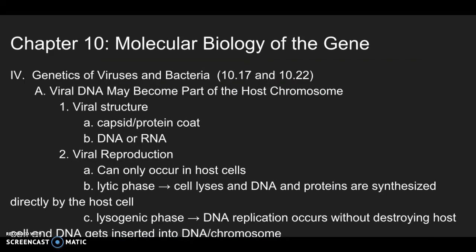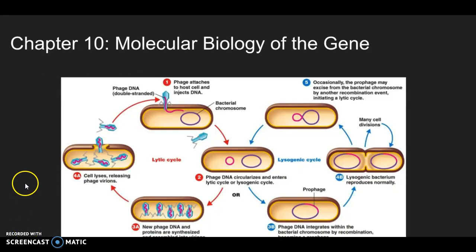Now, getting into the genetics of viruses and bacteria, we're going to be talking about viral structure and viral reproduction. So basically, the structure of a virus is that there is DNA or RNA, which is going to be the genetic material of a virus, and it's going to be encapsulated in a protein coat. Now, in viral reproduction, there are two different phases that we're going to be discussing. The first one is the lytic phase, and the second is the lysogenic phase. And the best way to understand these two phases is by looking at a diagram. So we're going to be looking at this one right here.